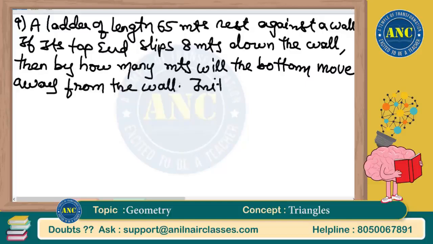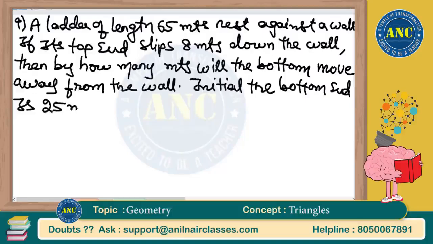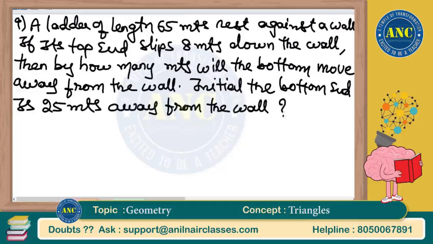Initially the bottom end is 25 meters away from the wall. A ladder of length 65 meters rests against a wall. If its top end slips 8 meters down the wall, then by how many meters will the bottom move away from the wall? Initially, the bottom is 25 meters away from the wall.